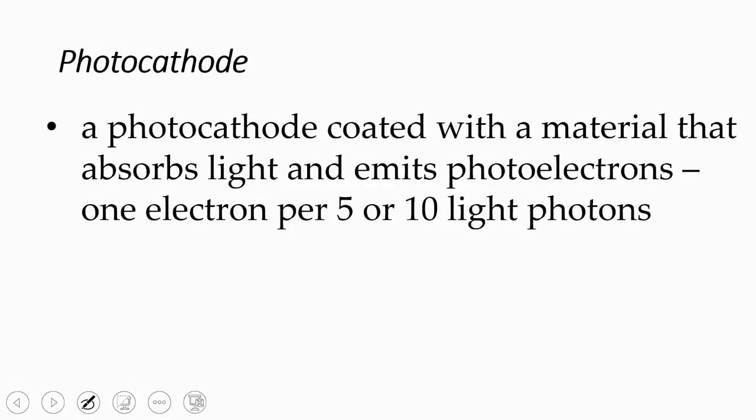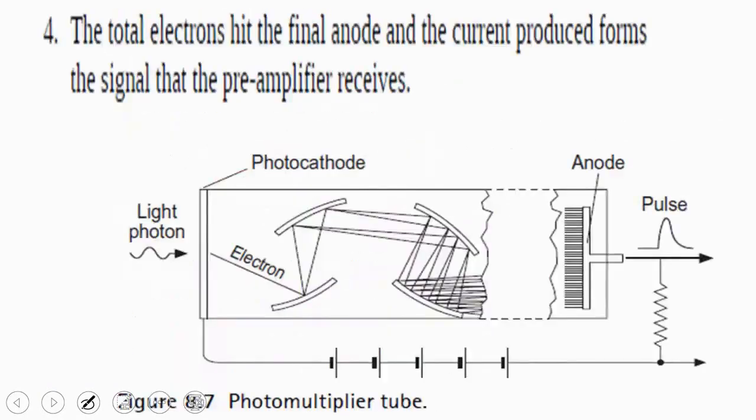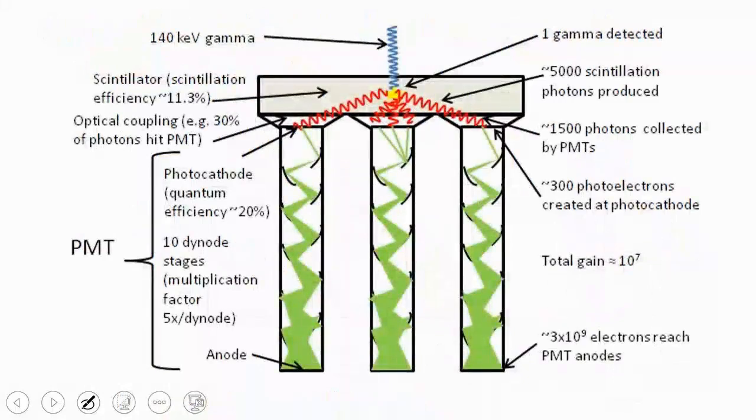The electrons enter the photomultiplier tube and undergo multiplication. So, this is the photocathode that absorbs the light and produces electrons. For every 5 or 10 light photons, you get 1 electron. Now, let's look at the multiplication.